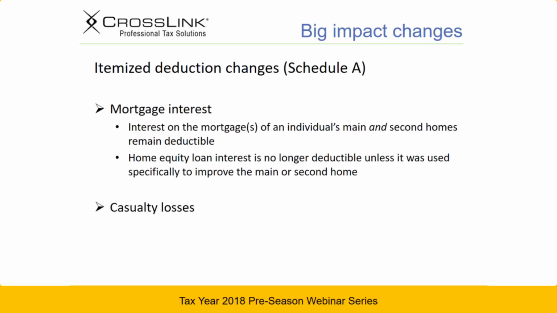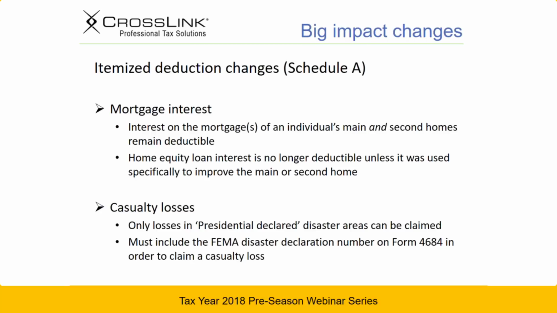When it comes to casualty losses, only losses in presidential declared disaster areas can be claimed. And that claim must include the FEMA disaster declaration number that's found on Form 4684 in order to claim the casualty loss.